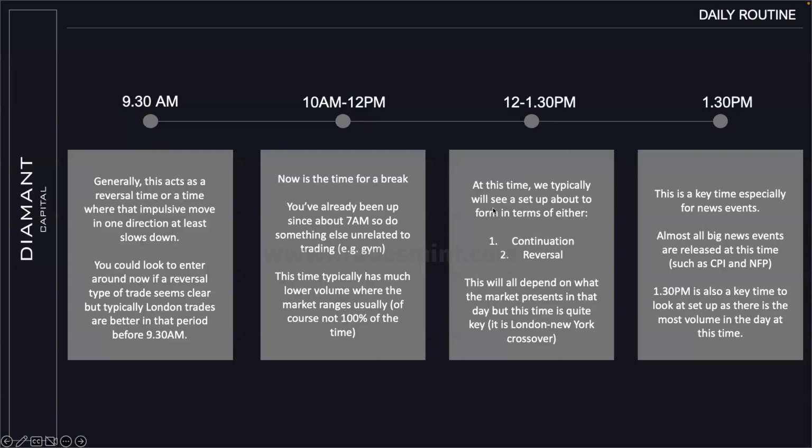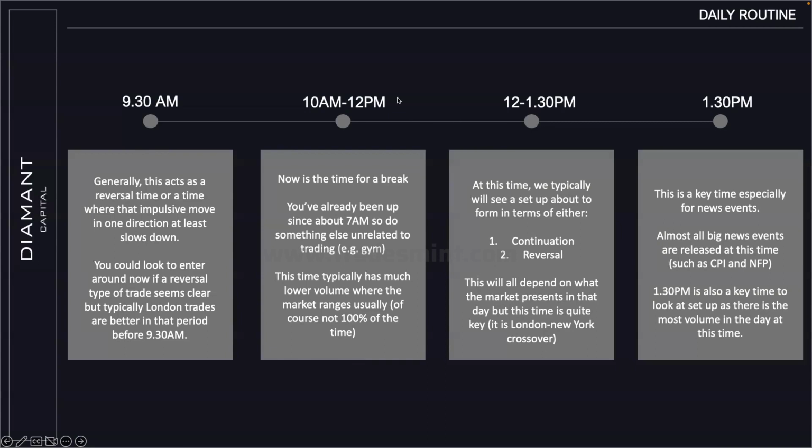Just in terms of trading as well, this time typically has a lot lower volume than other times in London session. So it's not ideal for us to get into trade positions around this time. I'm not saying that it doesn't happen. There are times where a trade might look perfect and I do want to get into that trade, but just be aware that this is typically where volume starts to deplete a bit.